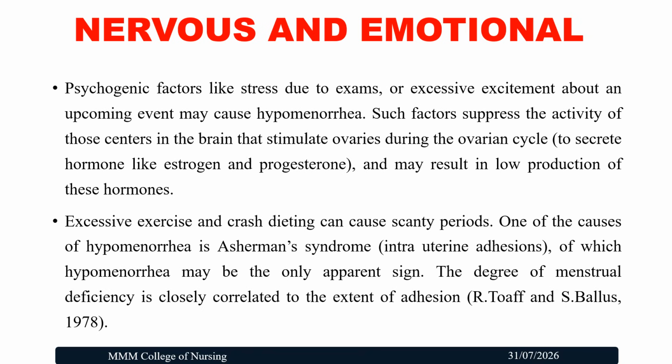This scantiness can also occur due to nervous and emotional problems. We call these psychogenic factors, like stress due to exams or excessive excitement about an upcoming event, which may cause hypomenorrhea. Some factors may also suppress the activity of those centers in the brain that stimulate the ovaries during the ovarian cycle to secrete hormones like progesterone and estrogen. It can also result in low production of hormones. Excessive exercise and crash dieting can also cause scanty periods.